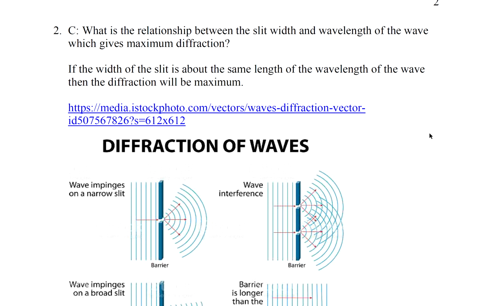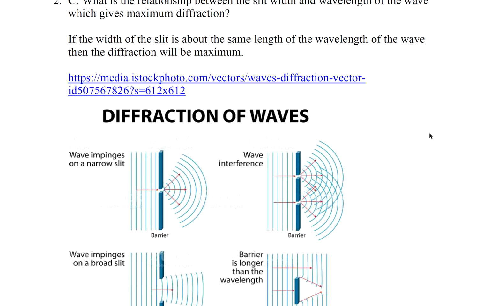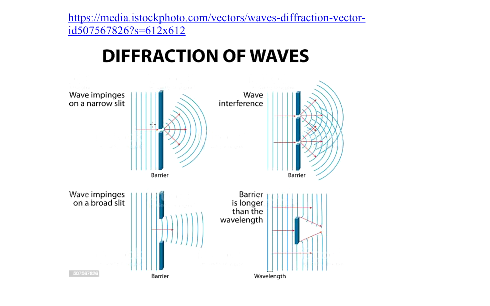Question 2. What is the relationship between the slit width and wavelength of the wave which gives maximum diffraction? If the width of the slit is about the same length of the wavelength of the wave, then the diffraction will be maximum. So take a look at this image on the top left.